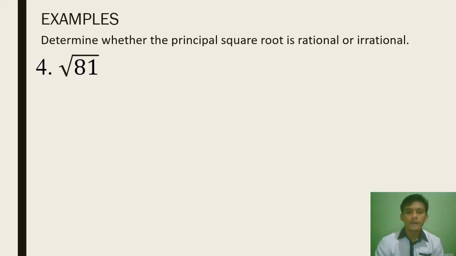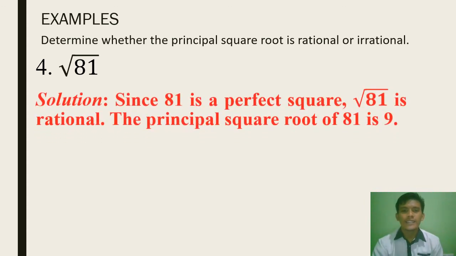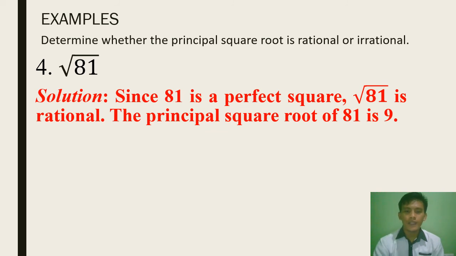Example number 4, and that is the square root of 81. Is the square root of 81 rational or irrational? Try to guess. Yes, the square root of 81 is rational because 81 is a perfect square. When you factor 81, that is 9 times 9. Therefore, the principal square root of 81 is positive 9.